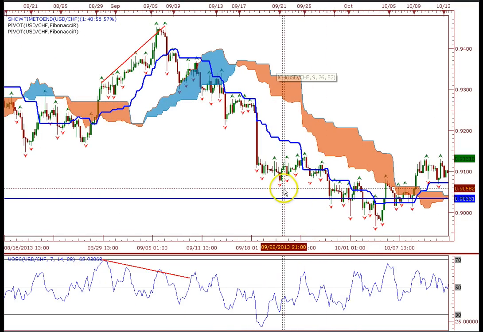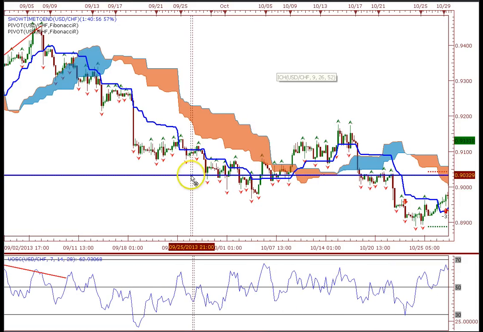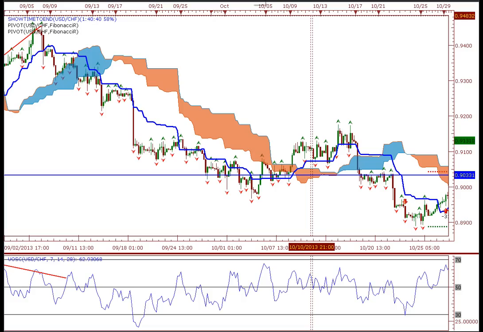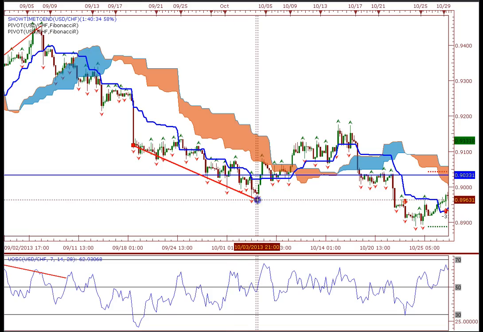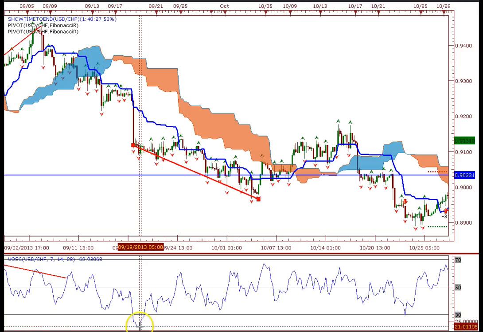Okay, so here it is again. Here's more divergence. After a long run, you can find it. Just look for where the lows of the indicator are and the lows of the market, and the highs of the indicator and the highs of the market. So here's more divergence. Look what's happening with this price, but look what this indicator is doing.